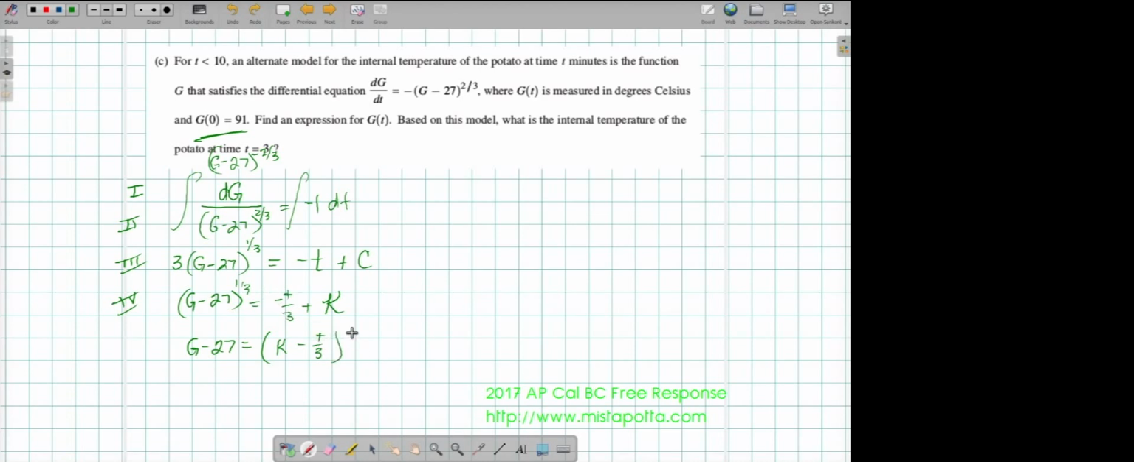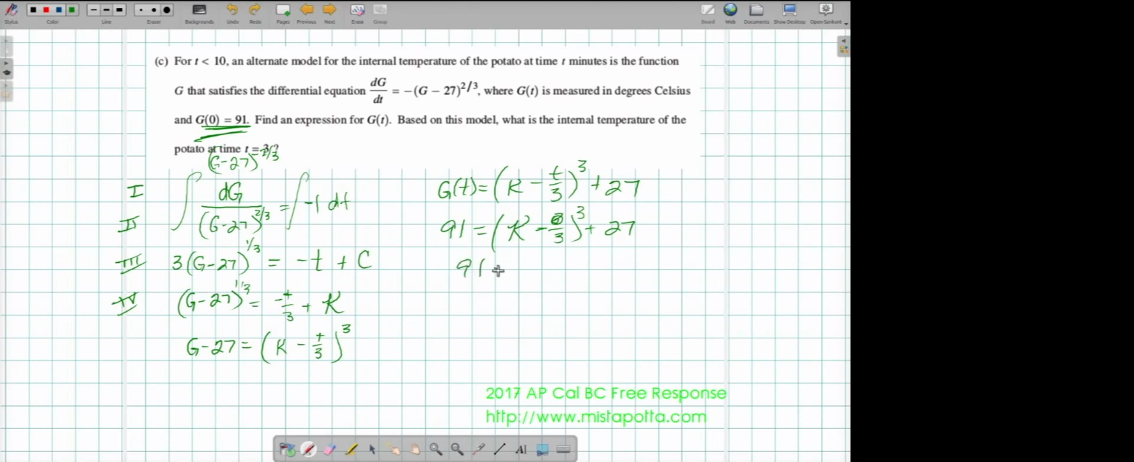Horrible mistake. To the 3rd power. And then I can move this 27 over. So what I've got is g of t is really equal to my constant minus t over 3, cubed, plus 27. And now I can use this tidbit here. So I have 91 equals k minus 0 over 3, cubed, plus 27.